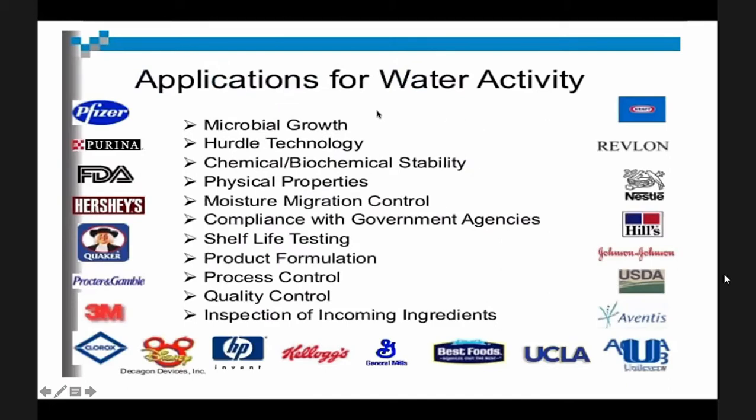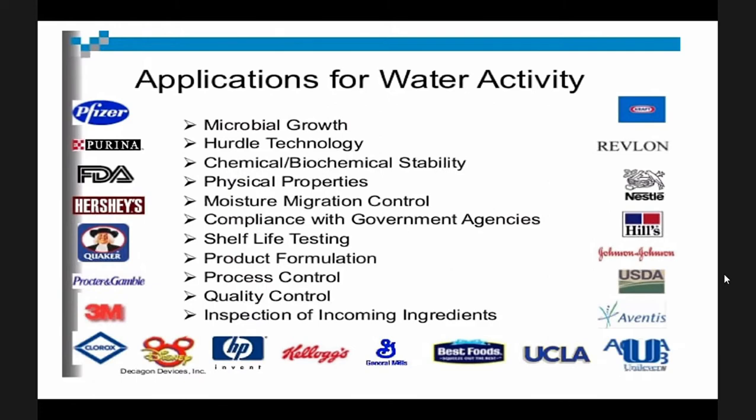Next, application for water activity. Yes, of course: microbial growth, hurdle technology, chemical and biochemical stability, physical properties, and also moisture migration control. It is also a parameter in compliance with government agencies, especially those that deal with food, like the BFAD, Bureau of Food and Drugs. Also shelf life testing, product formulation, process control, quality control, and inspection of your raw materials or incoming ingredients that you will need to formulate a food product.